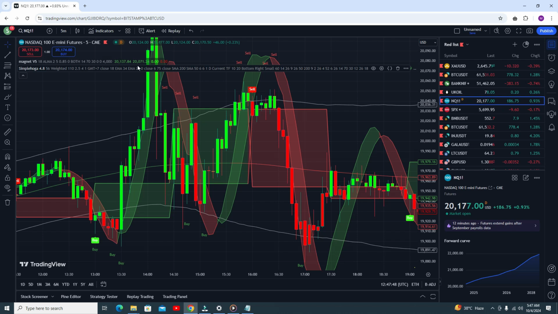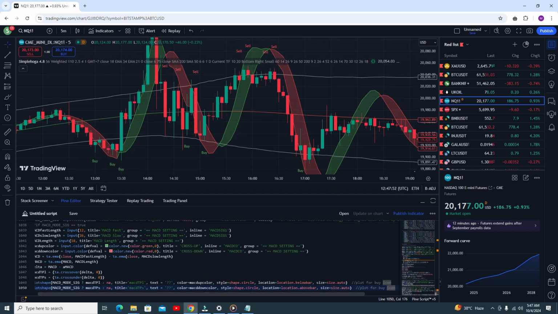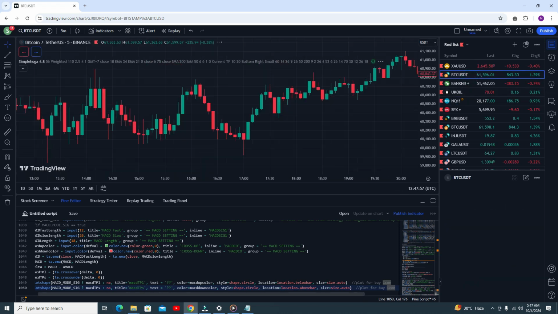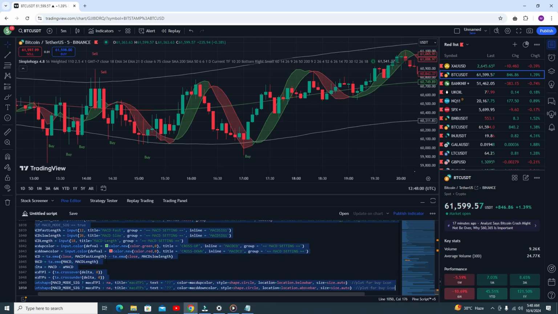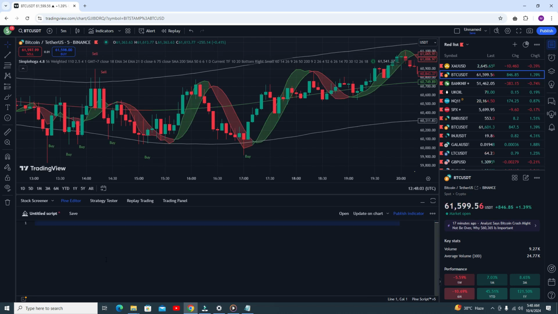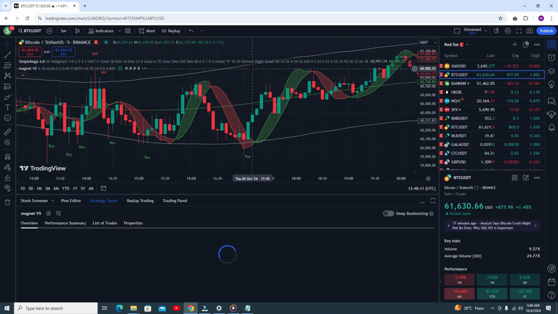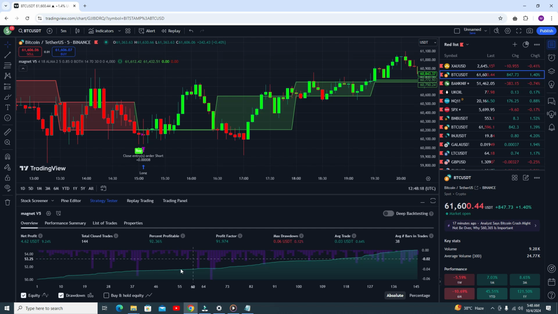First, we need to remove this magnet indicator, then go to the Pine editor, and we need to use Bitcoin. Okay, that's fine. Here you press Control A, remove all the code, paste my code, and then click on add to chart. After clicking on add to chart, the indicator will be displayed here. Now we need to add this indicator. Here you can see the indicator looks like this.